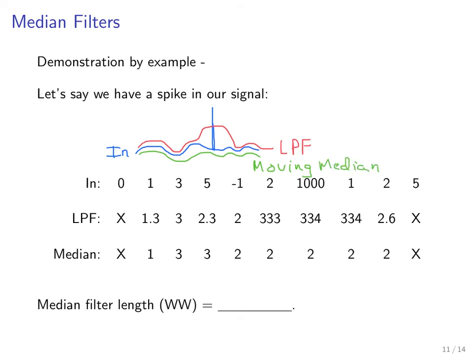So it has effectively removed all the frequencies of the spike, which is kind of an amazing result. And here the median filter length was 3. You can see that in comparison to the low-pass filter, the median filter did not blur out the spike at all. It just completely removed it.